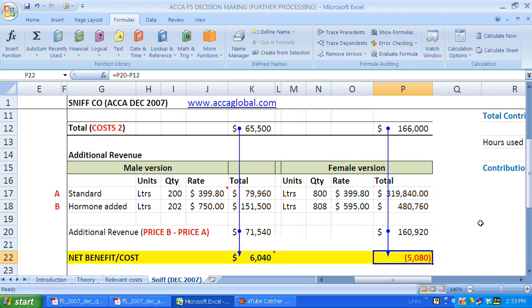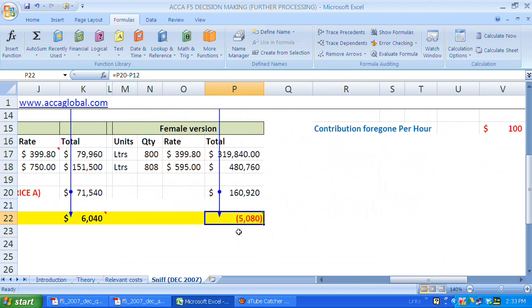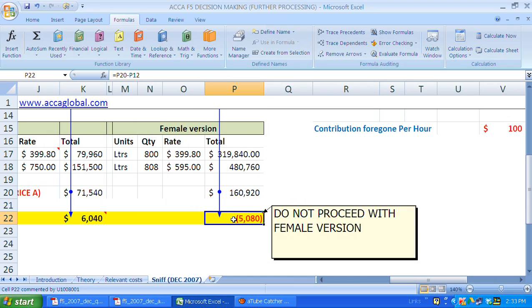Now the additional revenue for the female version is 169.20. However, the costs are 166,000. That means we have a net loss of 50.80, meaning that we should not proceed with the female version.